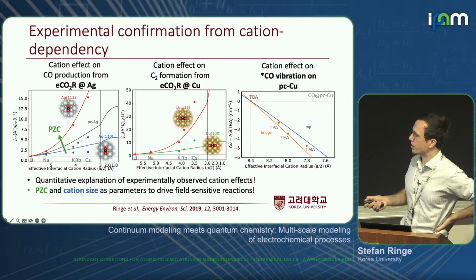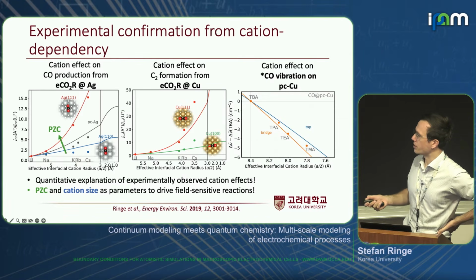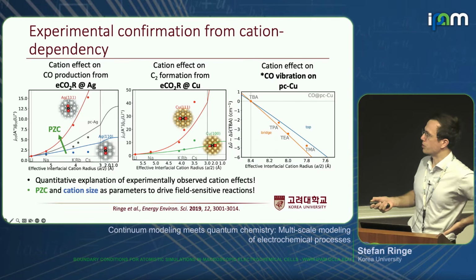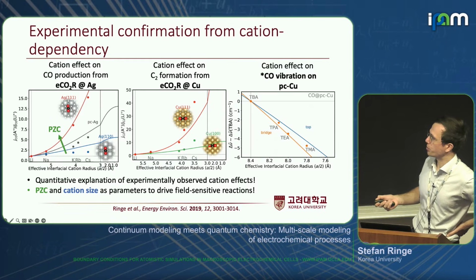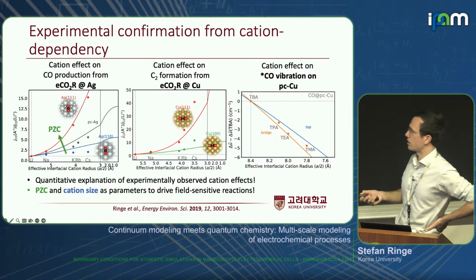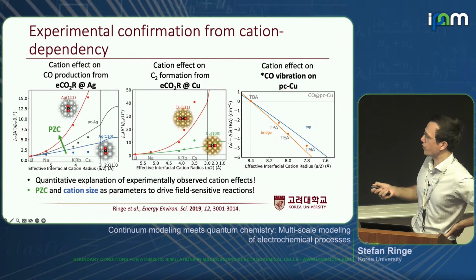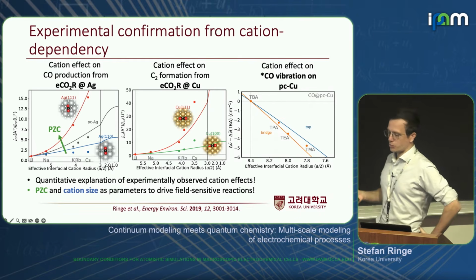So we plotted here the CO production current normalized to lithium. And you can see how it is increasing when we decrease the cation size, because we stabilize more and more cations at the interface. And the dots here are the experimental data, and the lines are the theoretical predictions. And they were very well matched, especially also the facet trends, which come from the different PZCs. We could also even reproduce the frequency shifts with cation radius with the spectroscopic data.